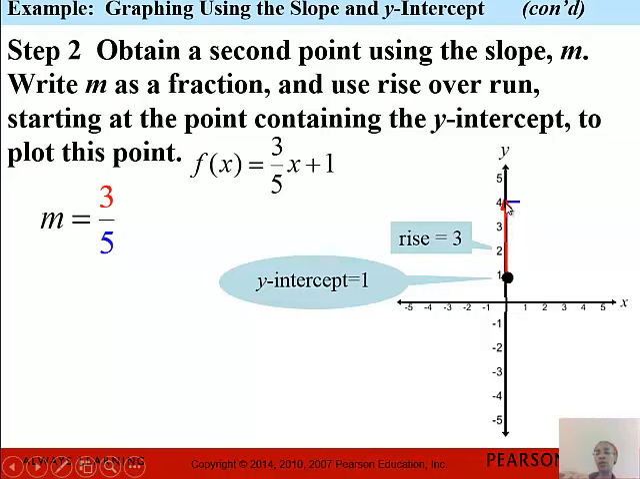A positive rise means move up. A negative rise means move down. The important thing to note is that I'm starting from the y-intercept, and I'm moving in the positive direction 3 units.